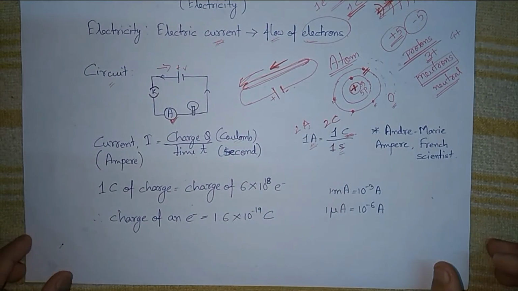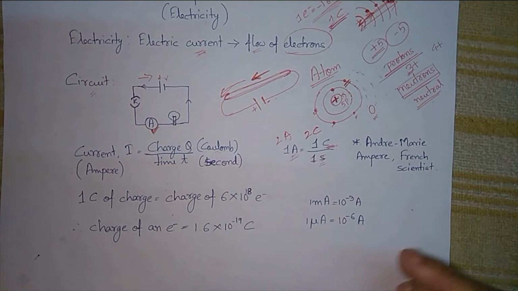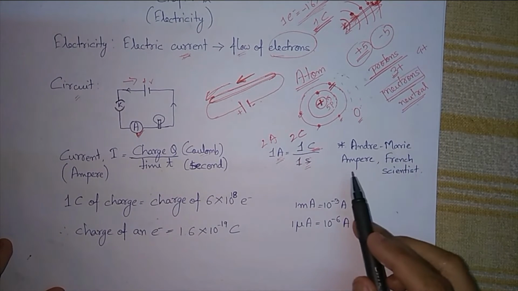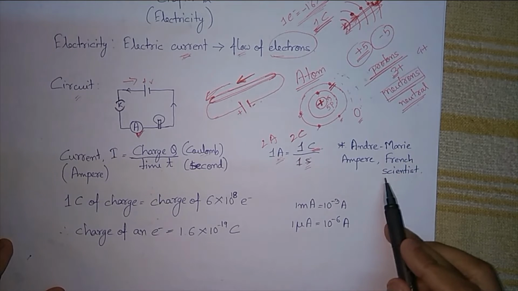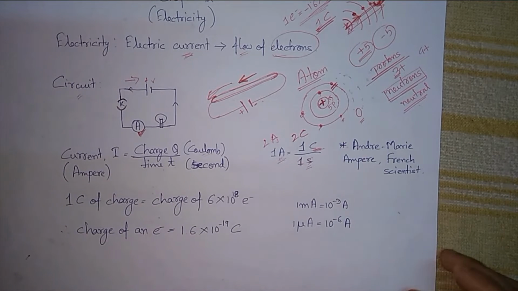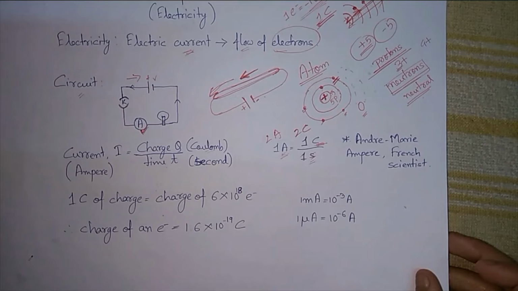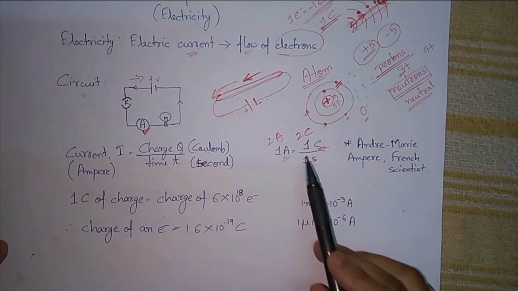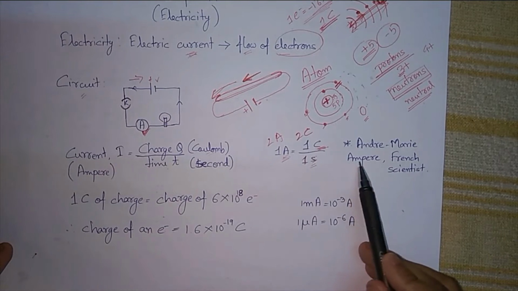Now this concept of current and the unit ampere was given by Henri-Marie Ampere. He was a French scientist. He gave first the concept of current. So in honor of his work, the name ampere has been given.